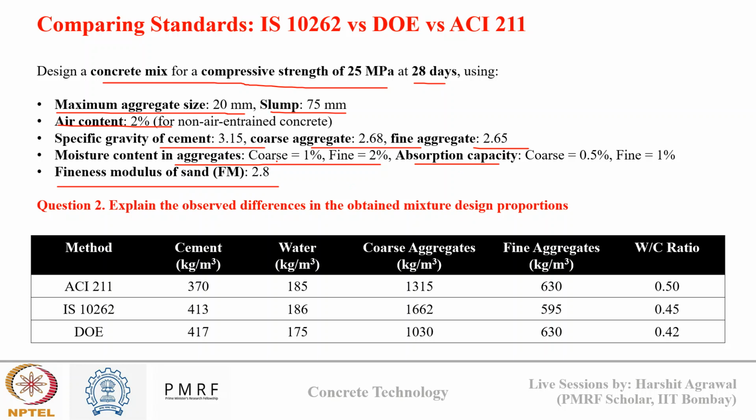So this is an exercise for everyone. Try to design a concrete mixture using all three standards for the same basic details. For now, suppose designing is done and I have the proportion of cement, water, aggregate, and W by C ratio that I have shown in this table below.